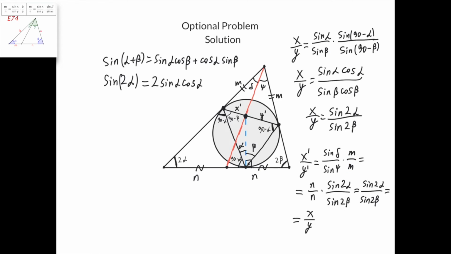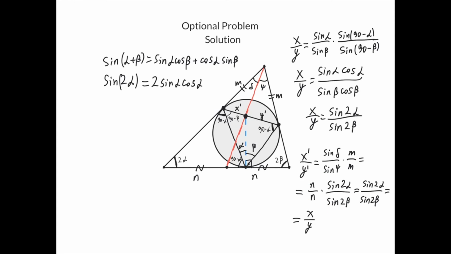And now let's apply the law of sines for this triangle and this triangle. We get that sine of delta divided by sine of psi equals sine of 2 alpha divided by sine of 2 beta times n divided by n, which is written here. But now n divided by n is just 1, so we can ignore it. So x prime divided by y prime equals sine of 2 alpha divided by sine of 2 beta. But that's exactly what we needed to prove, because x divided by y is sine of 2 alpha divided by sine of 2 beta. So x prime divided by y prime equals x divided by y.